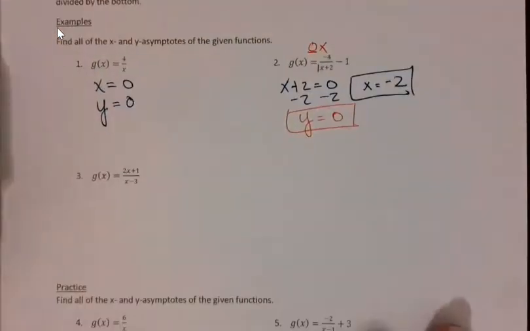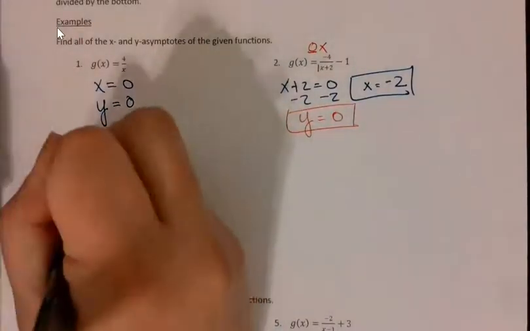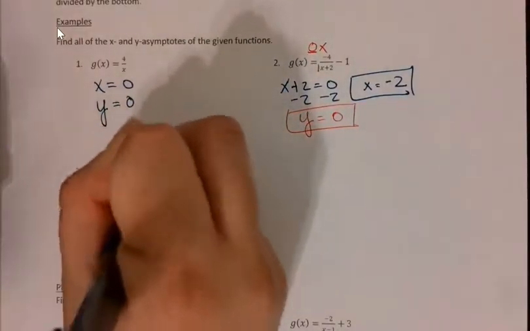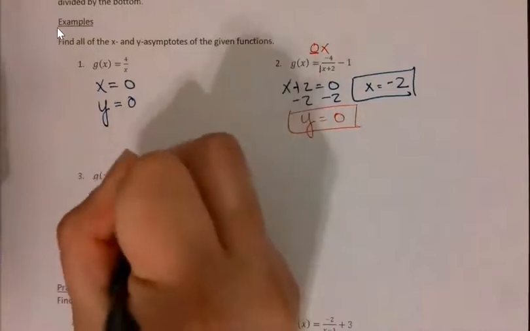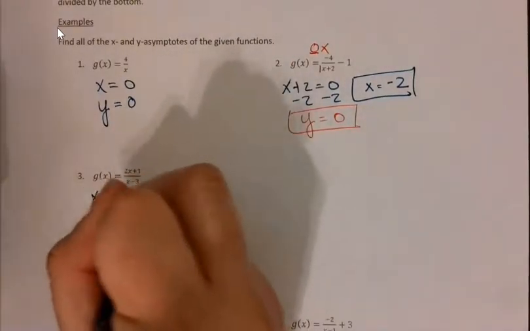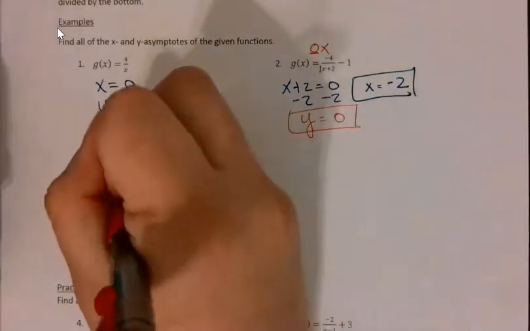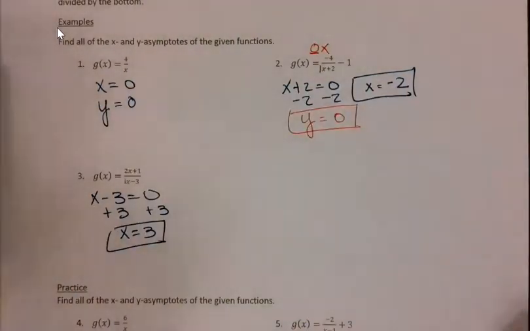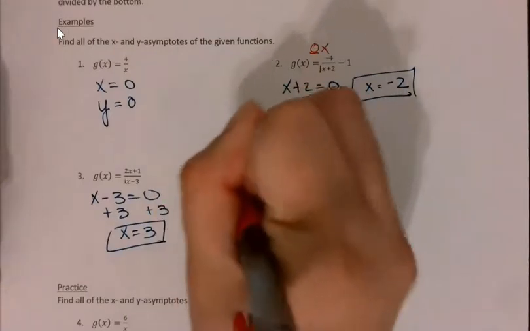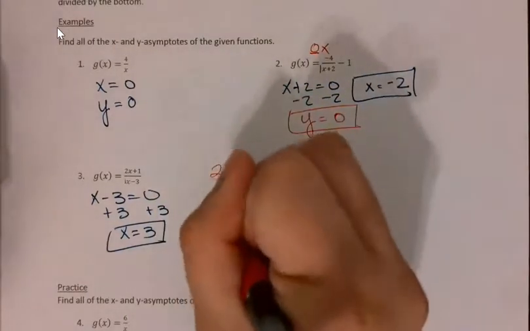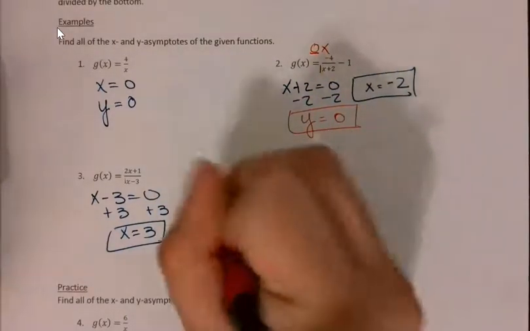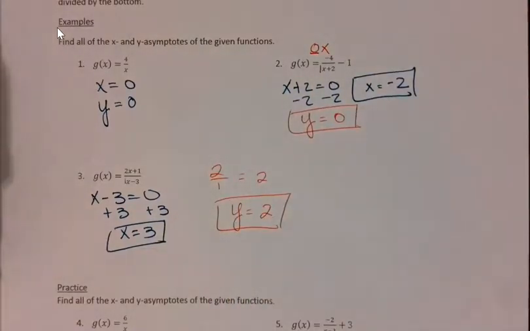Same thing for number 3. For my x asymptote, I'm going to take x minus 3 and set it equal to 0, and then I add 3 to both sides. For my y asymptote, I have a 2x on top and a 1x on bottom. So 2 divided by 1 is 2. So my y asymptote here is 2. What this means is the graphs will never cross the lines x equals 3 and y equals 2.